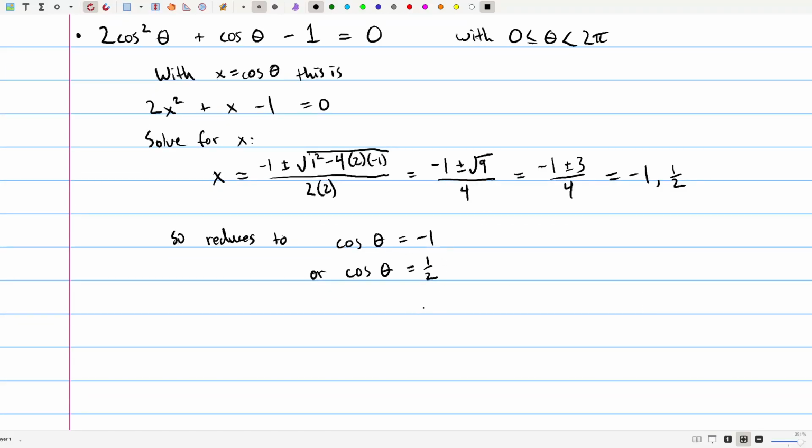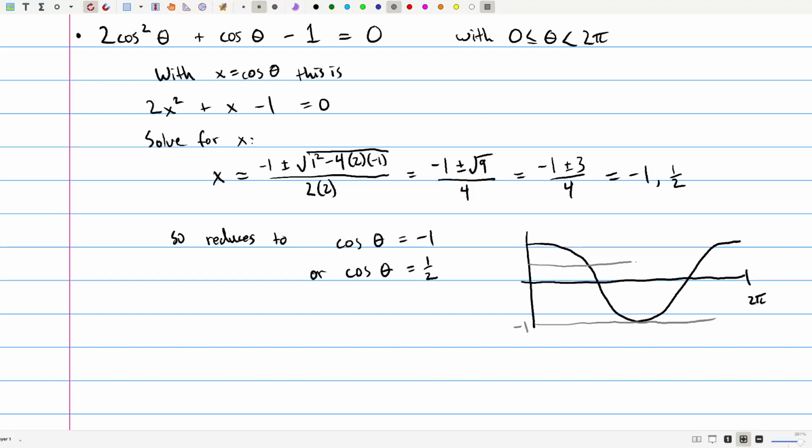So let's plot our cosine. We want to know when is it minus 1 or when is it 1/2. So there are 1, 2, 3 solutions. When it reaches the bottom, that's at pi. So that one is straightforward. But now we want to know when is it 1/2.